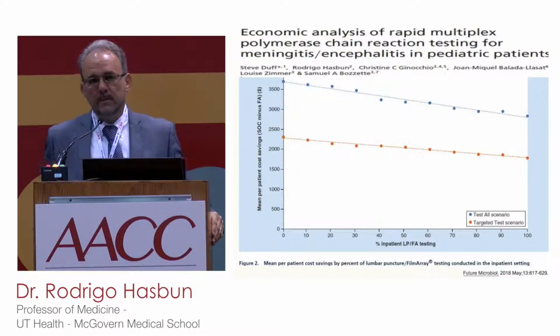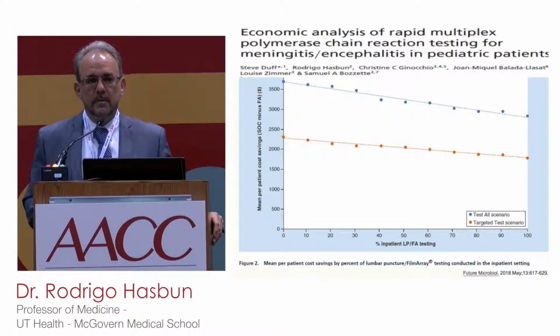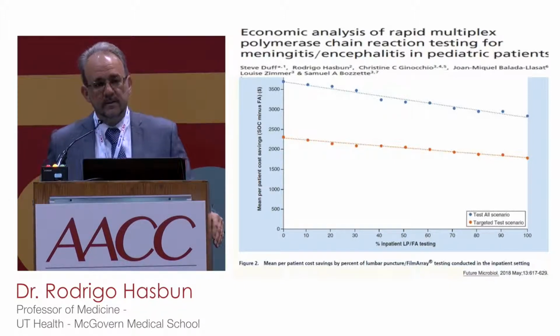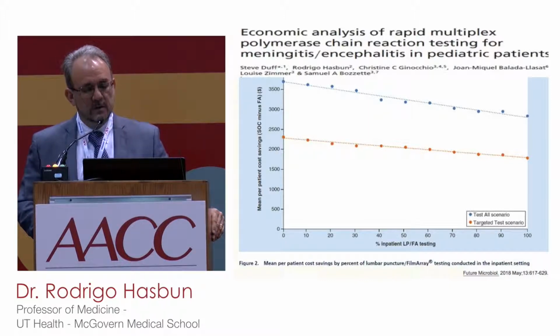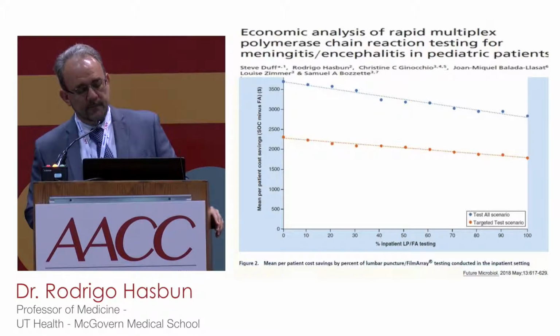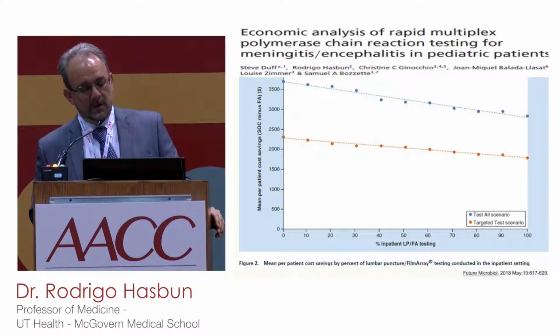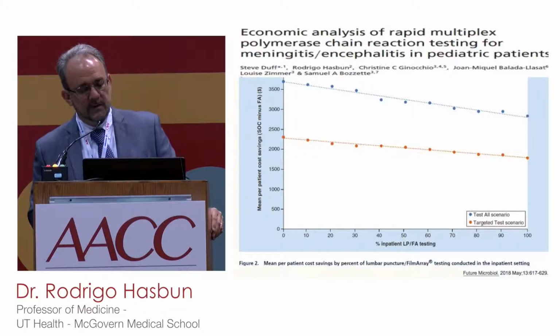So what happens if we implement the FilmArray in our hospitals? This is an economic mathematical model. This is not based on patients. It's based on databases and the utility of the FilmArray. What it basically shows is that if you use the FilmArray more as an inpatient, from 0 to 100, you're going to have less cost. And this is in the targeted test scenario. That means you're only testing those with pleocytosis. If you test everybody, the cost benefit is higher.